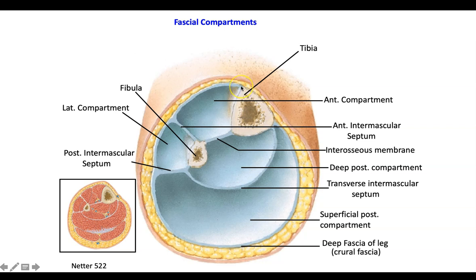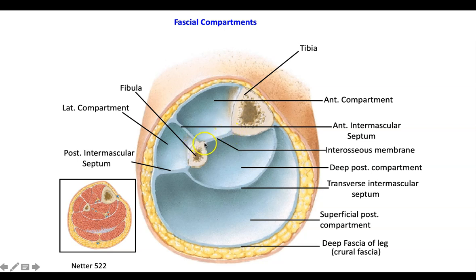The anterior border of the tibia gives attachment to the deep fascia, and the deep fascia surrounds all the muscles of the leg, and also it sends intermuscular septa in between the muscles and divides the muscles of the leg into different compartments. There are two intermuscular septa, the anterior intermuscular septum and the posterior intermuscular septum. These intermuscular septa are attached to the fibula. And there is an interosseous membrane which connects the interosseous borders of the tibia and the fibula.